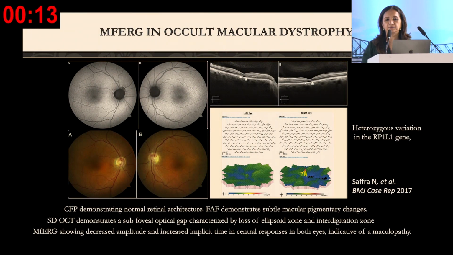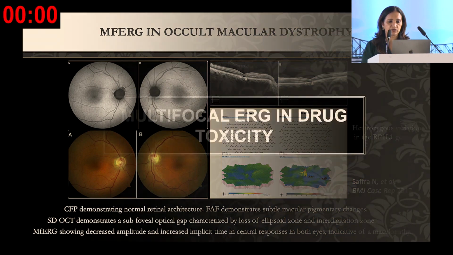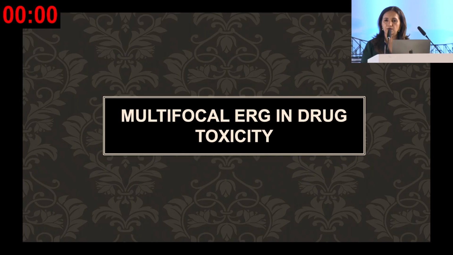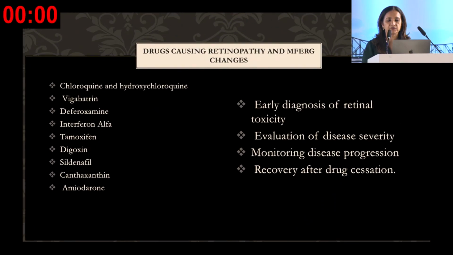Example of occult macular dystrophy. As the name suggests, it's occult. It's occult on fundus photograph, occult on OCT, but it is not occult on multifocal ERG. This is the diagnostic test for occult macular dystrophy, which is caused by heterozygous variation in the RP1L1 gene. It is the test of choice in patients with drug toxicity.